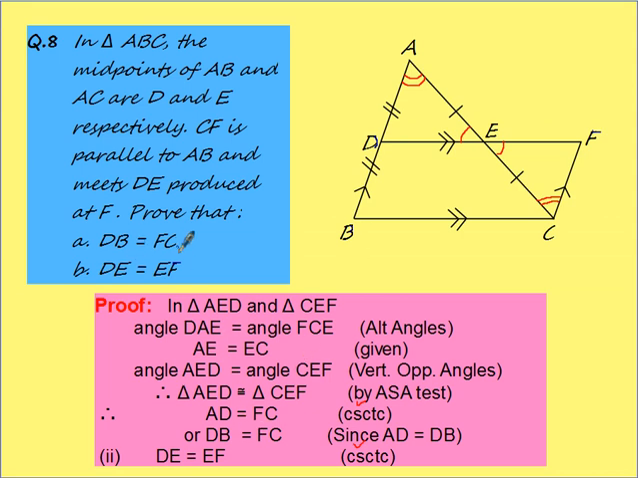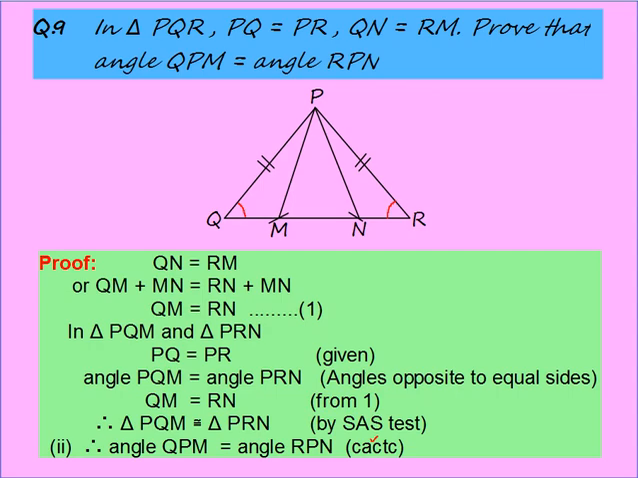DB is FC, and then they are asking DE and EF also. So DE and EF, this is again corresponding sides of congruent triangles, because I have already proved these two triangles congruent. This triangle is congruent to this triangle. Therefore this side will also be equal to that corresponding side. I am marking it now. I did not mark it before because it was not given. You always mark what is given to you. Now this is the question.